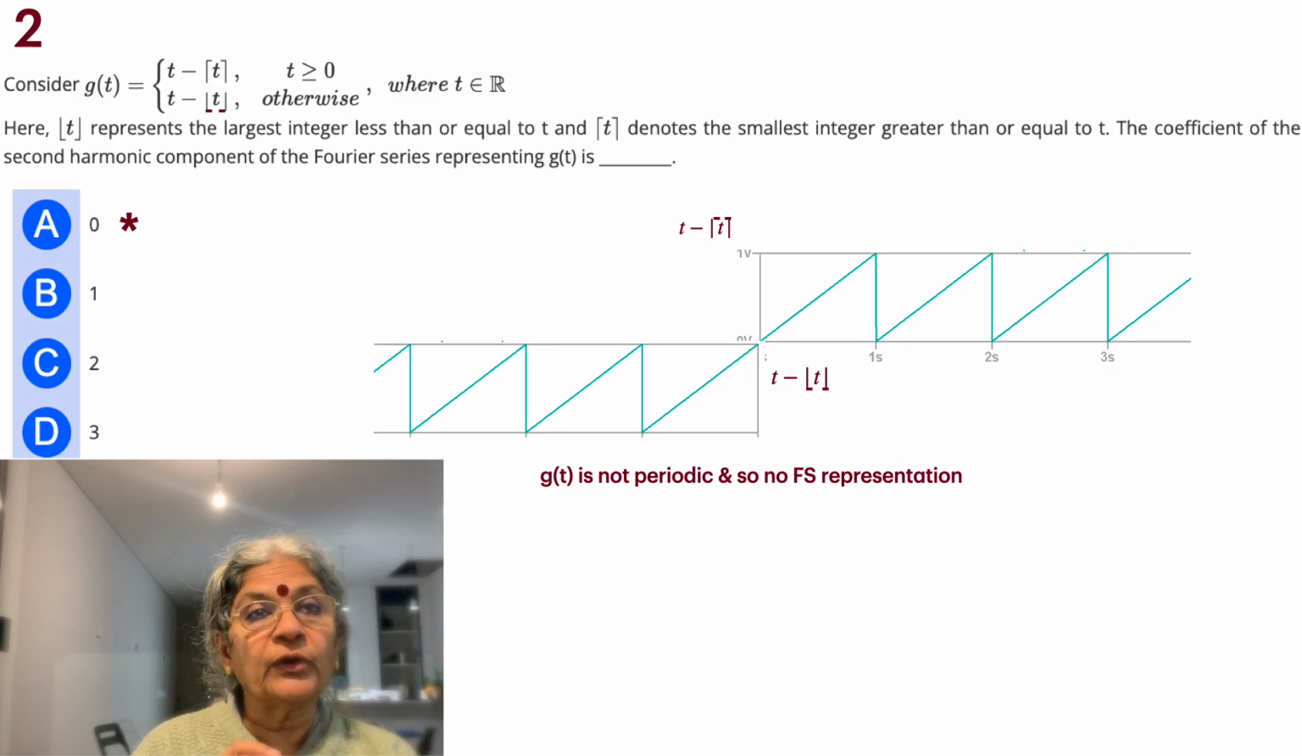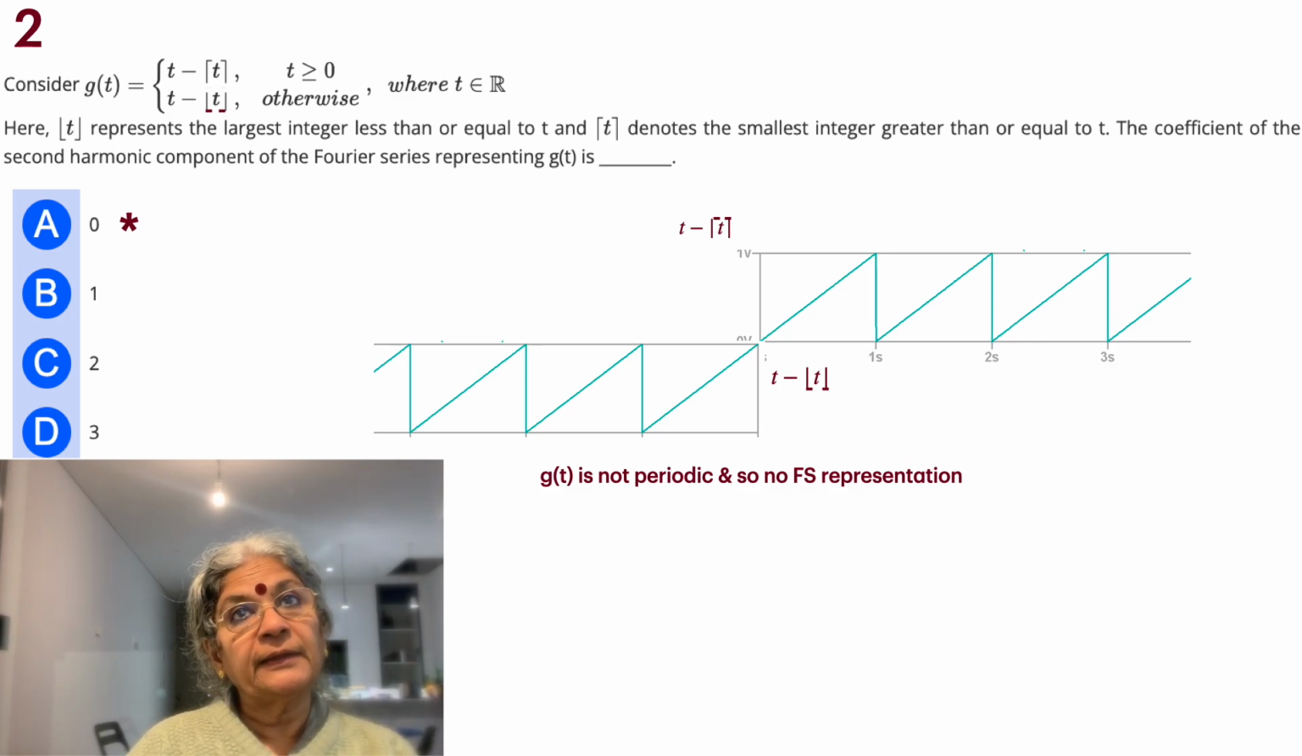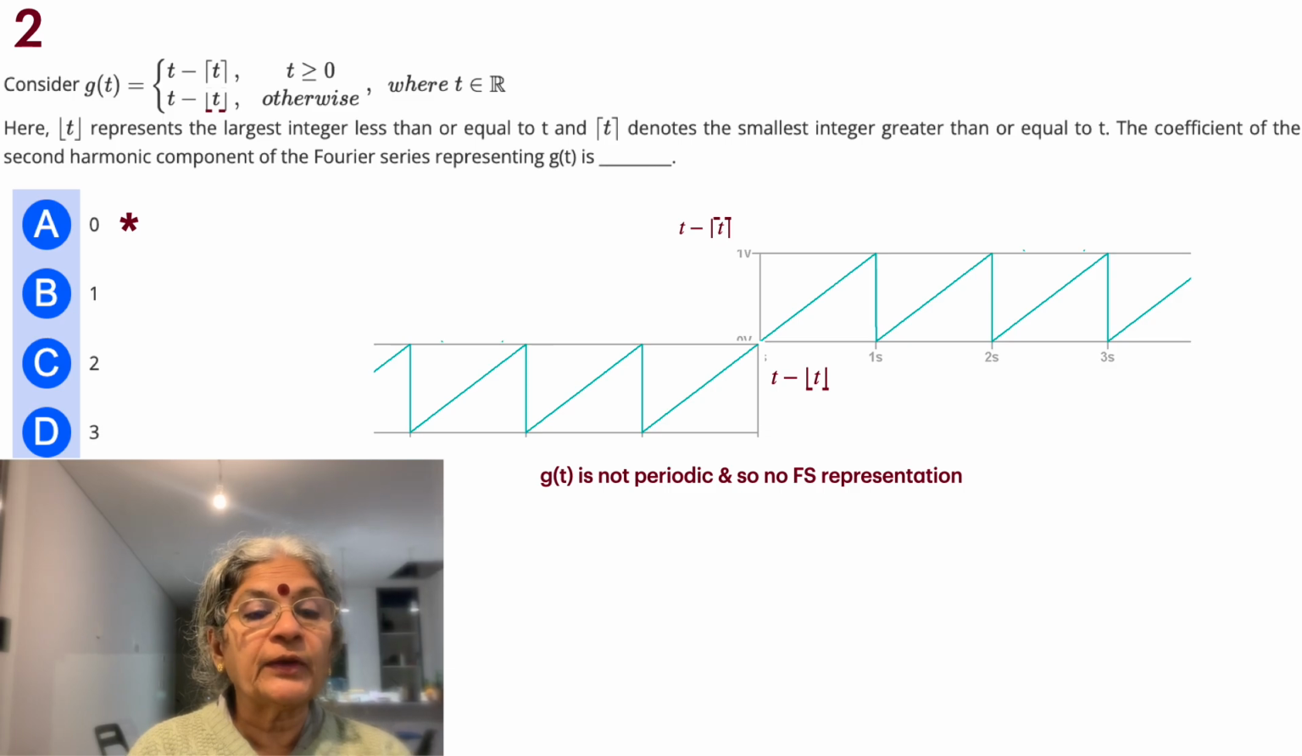So we are having the same kind of slope, that is positive slope, but the amplitudes are going to be negative. In other words, the entire waveform is going to be reflected, as shown in this diagram. Okay, so what is asked is the coefficient of the second harmonic component of the Fourier series representing g(t).